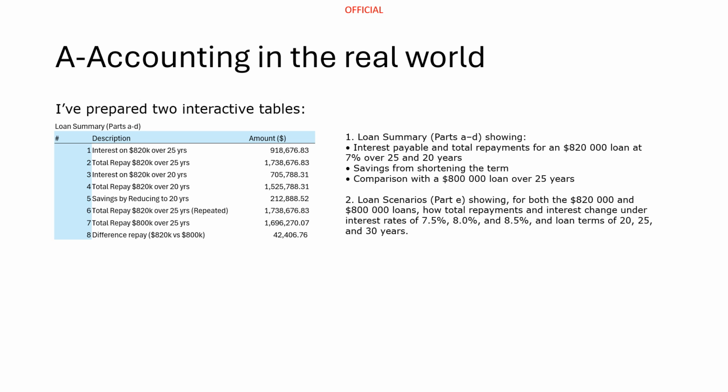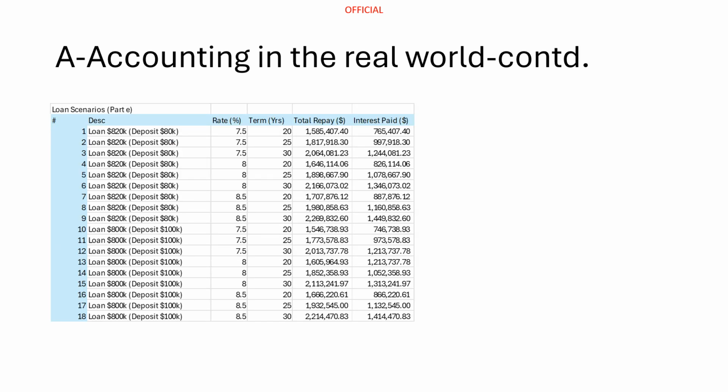So I prepared two interactive tables here based on the questions. You can go online and use any of the top 4 banks' interest calculators and work out different scenarios yourself. Under the description, interest on 820k over 25 years, how much the loan repayment would be, etc.